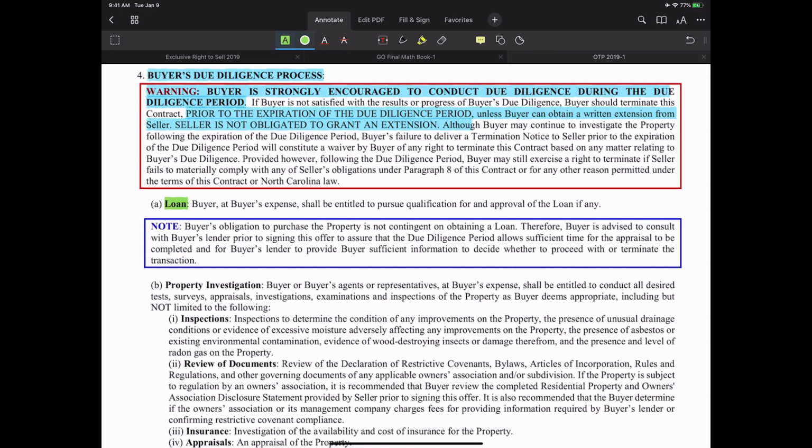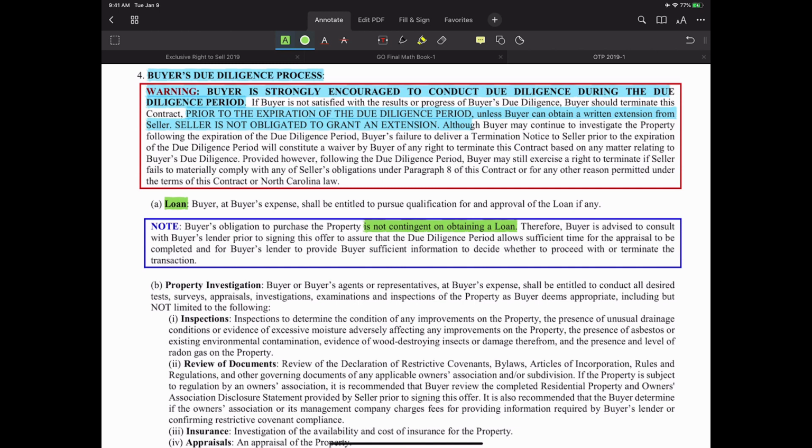Yeah, years ago, this was a change in the contract. Contracts 10, 12 years ago used to be contingent upon your ability to obtain a loan. But now it is not contingent on obtaining a loan. So if you find out after your due diligence that it doesn't appraise, buyer, if you can't buy the house, you're losing your earnest money. If it's after due diligence, there no longer is a contingency.